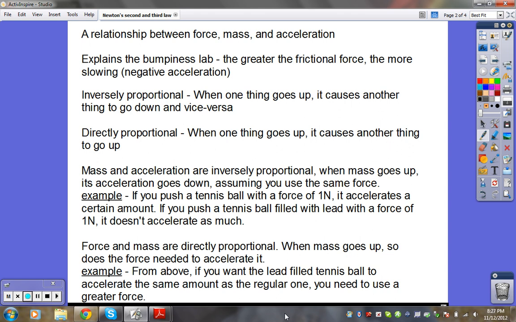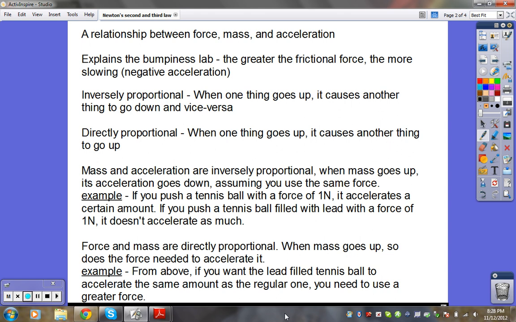Going back up to the bumpiness lab, where we said the greater the frictional force, the more slowing or the more negative acceleration you have, would that make force and acceleration inversely proportional or directly proportional? Think about that one. Pause the video, write down your answer. So you should have said directly proportional, that the greater the force, the greater the acceleration. Or, similarly, if you want a greater acceleration, you need to use more force. So those could go either way. One could cause the other.